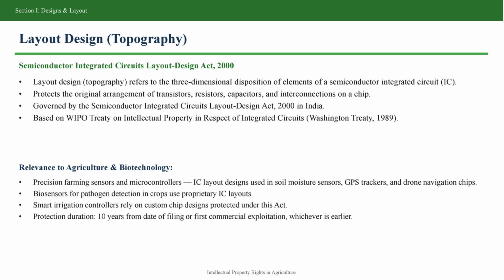That's worth noting. Now, under the heading Relevance to Agriculture and Biotechnology, the first application is Precision Farming Sensors and Microcontrollers, IC layout designs used in soil moisture sensors, GPS trackers, and drone navigation chips. Second, biosensors for pathogen detection in crops use proprietary IC layouts. Third, smart irrigation controllers rely on custom chip designs protected under this act. And finally, protection duration, 10 years from date of filing or first commercial exploitation, whichever is earlier.